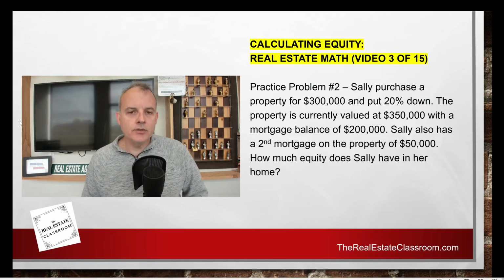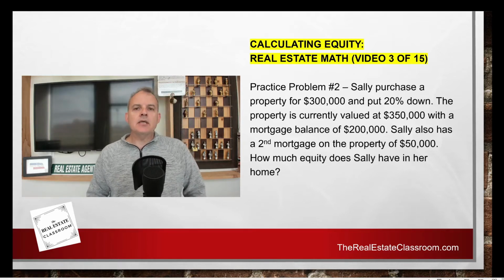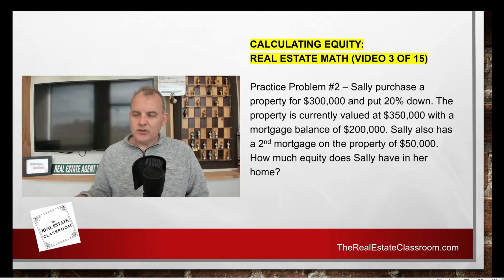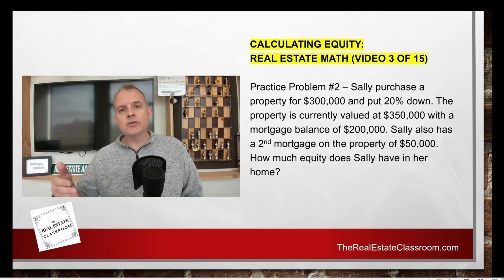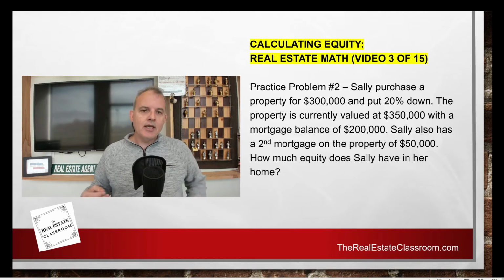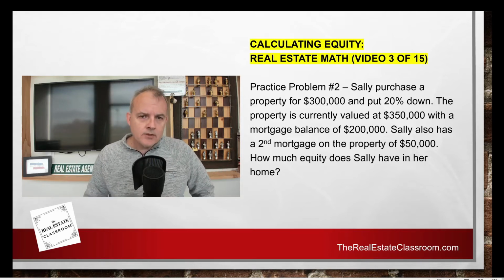Practice problem number 2. Sometimes the real estate licensing exam will throw in a few extra added tidbits that you don't need for the calculation, or they will throw in an extra mortgage or an extra debt. And I've provided both of them here. So the problem says Sally purchased a property for $300,000 and put 20% down. The property is currently valued at $350,000 with a mortgage balance of $200,000. Sally also has a second mortgage on the property of $50,000. How much equity does Sally have in her home?